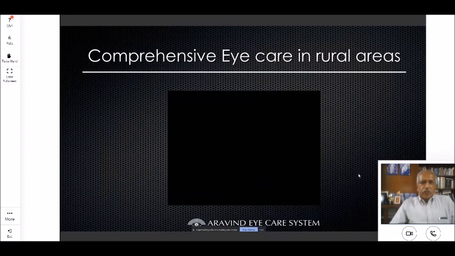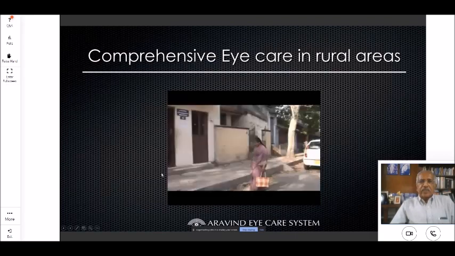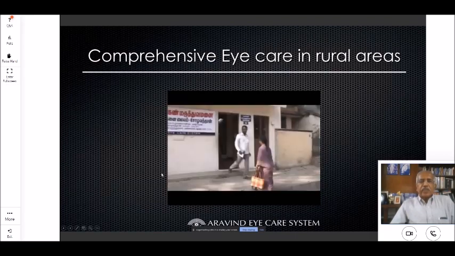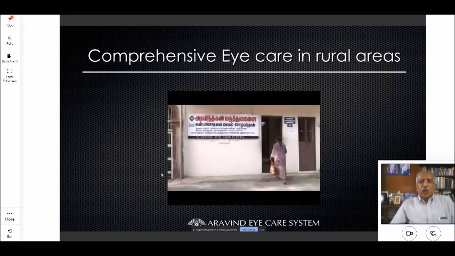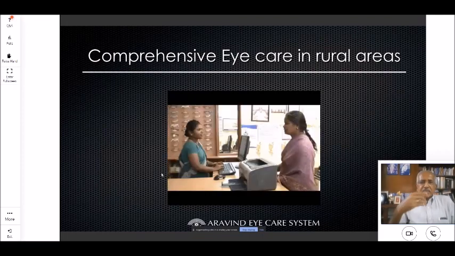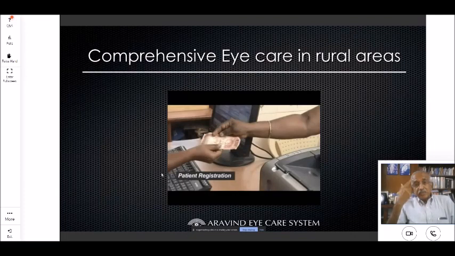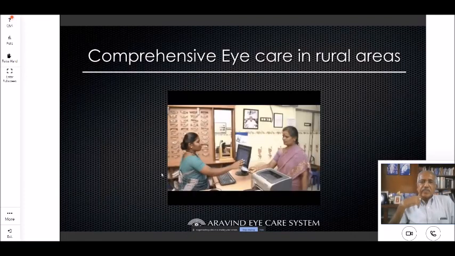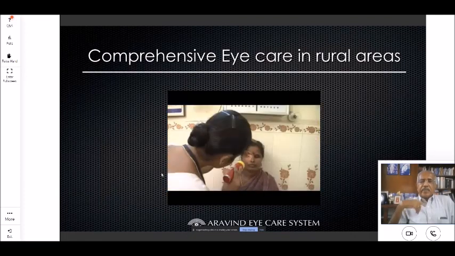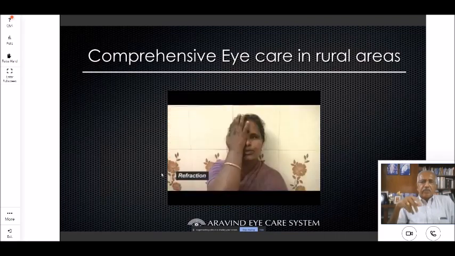And there's a small video for a minute or so which will explain how this works. So this is a patient in Sholavanda who's walking into the clinic. She's a tailor. She pays 20 rupees for the checkup, which is good for 3 visits. And then she gets a complete comprehensive eye exam.